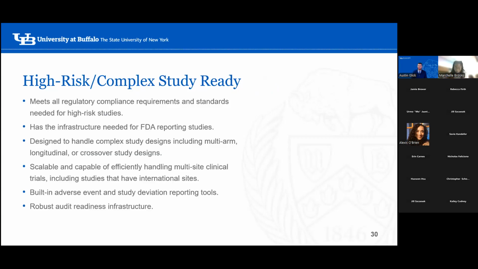It is designed to handle complex study designs, including multi-arm, longitudinal, or crossover study designs. It's scalable and capable of efficiently handling multi-site clinical trials and studies, including studies at international sites. And it's got built-in adverse event and study deviation reporting tools. So you can set up notifications whenever something is reported as an adverse event or study deviation. Really important for FDA reporting studies as well, because you do have to report SAEs to the FDA. And then it's got a robust audit readiness infrastructure. I'm kind of harping on a lot of these points. I say them a lot, but they are very, very important aspects of an EDC.